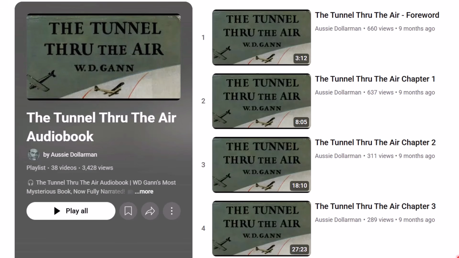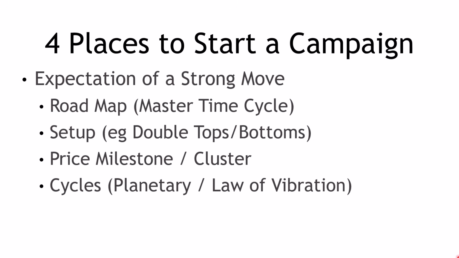But in my understanding, Gann has hidden all his most powerful techniques. He's coded them in here, and it needs to be pulled apart layer by layer. And that's something that can take you 10, 20 years plus to do. It's not an easy task to do. And that's why I put it last on this list for areas to start a campaign, because the first 3 items on that list that we looked at, roadmaps, setups, and price milestones, any one of you can learn 1 or all 3 of those in a weekend.